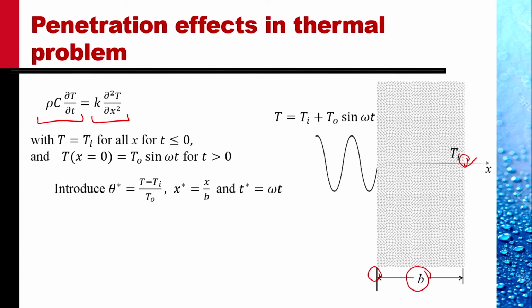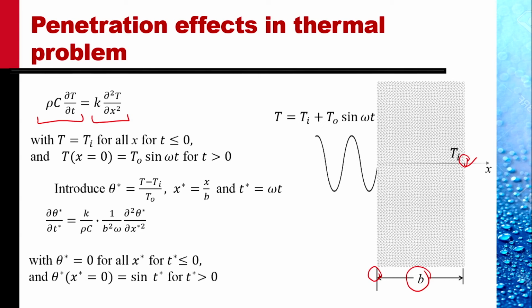Let's normalize this equation, and as we have done in other thermal problems, it is not the temperature but the temperature difference that matters. So we use a variable theta is equal to T minus Ti and normalize it with the amplitude of the temperature fluctuation T naught. We normalize x by B and time with 1 over omega. And when we do this, this is the normalized equation that results.